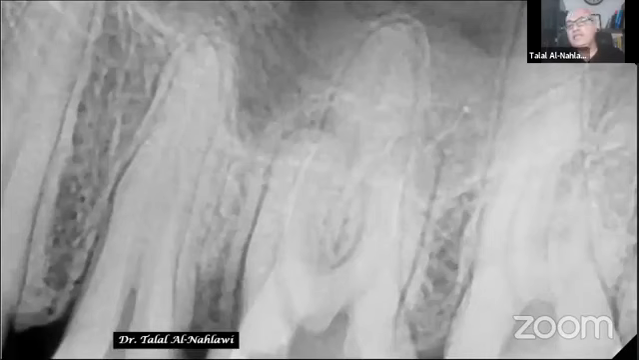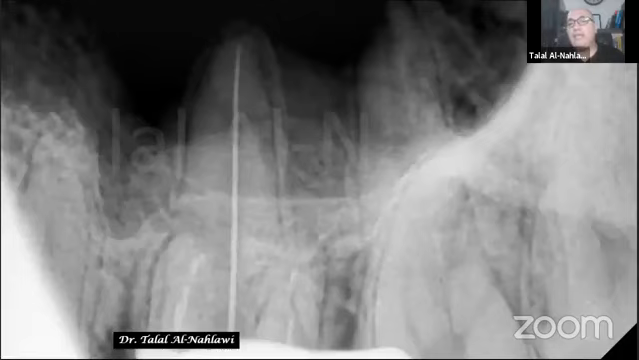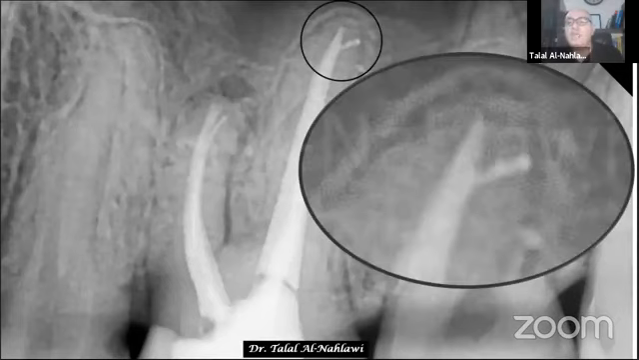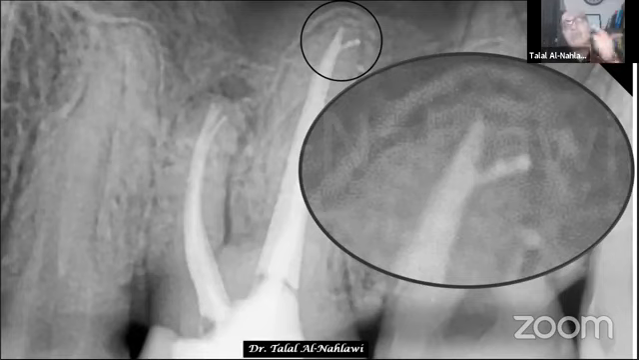And then this is the canal after removal, and I gained access so I could reach the end of the working length, and this is the obturation. And I was right. If you look at the apical area, there was a lateral canal. So this widening in the PDL refers to a lateral portal of exit.